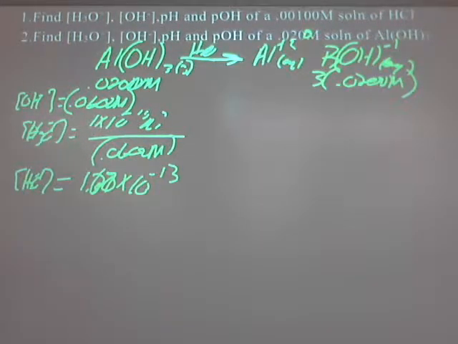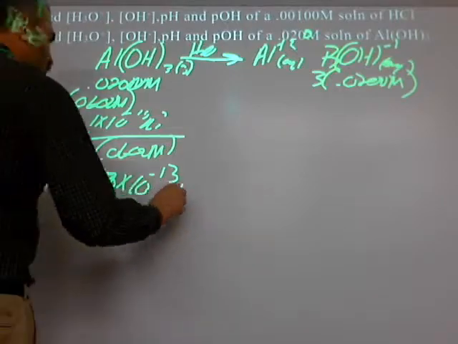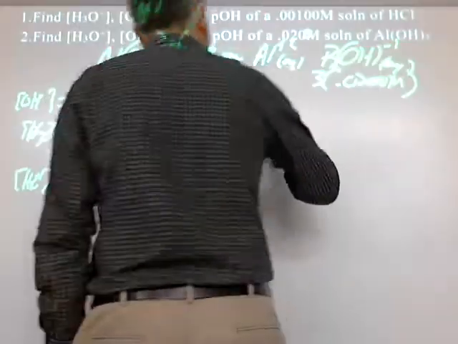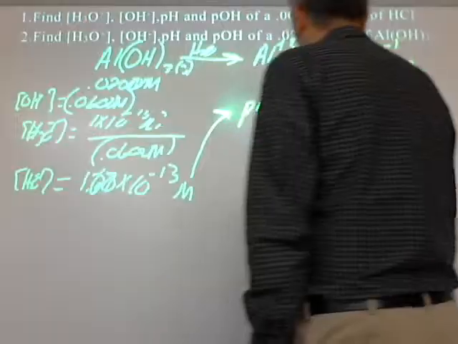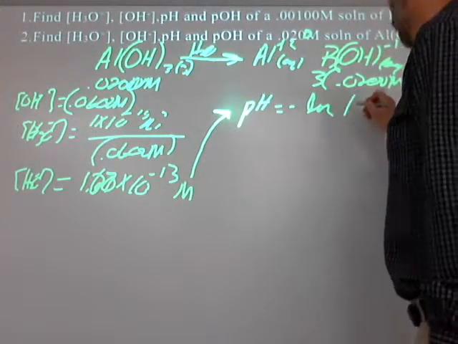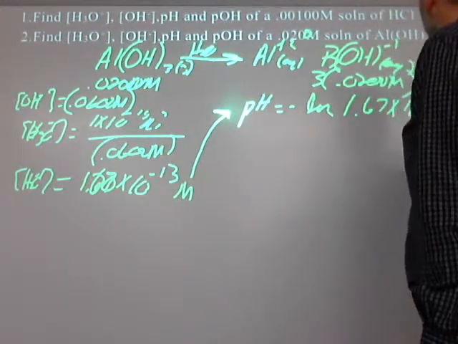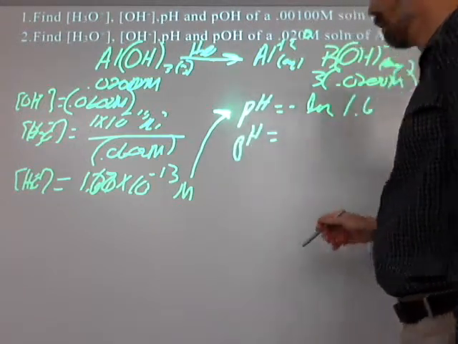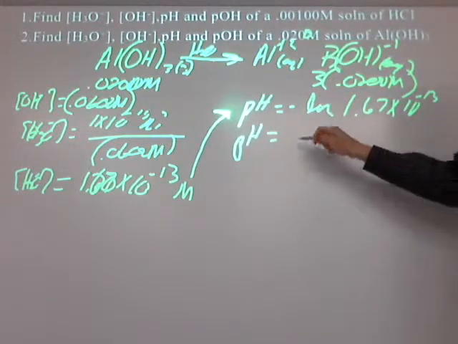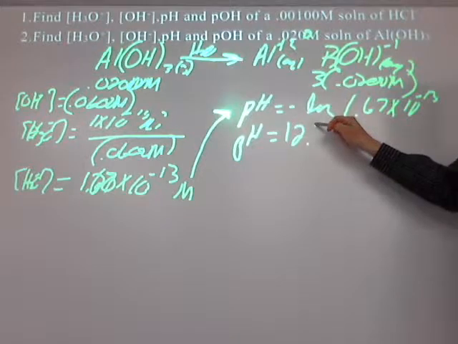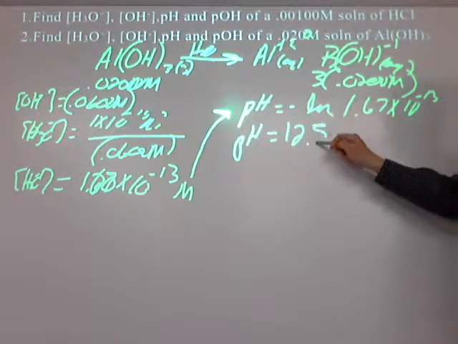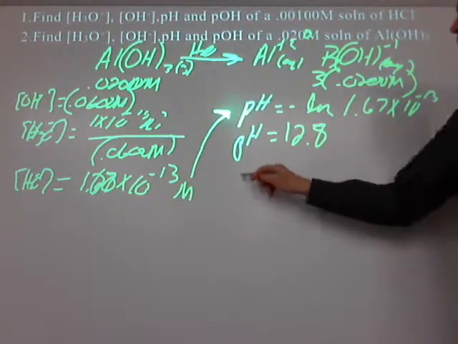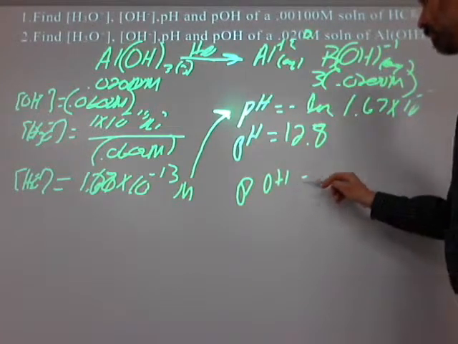On a test, I'm making sure as I redo that I have all the significant figures right and everything else is correct. All right, so that's the concentration of the hydronium. That's the guy I got to plug in for my pH. All right, negative log of 1.67 times 10 to the negative 13th, which is what? 12.8. So 12.8.